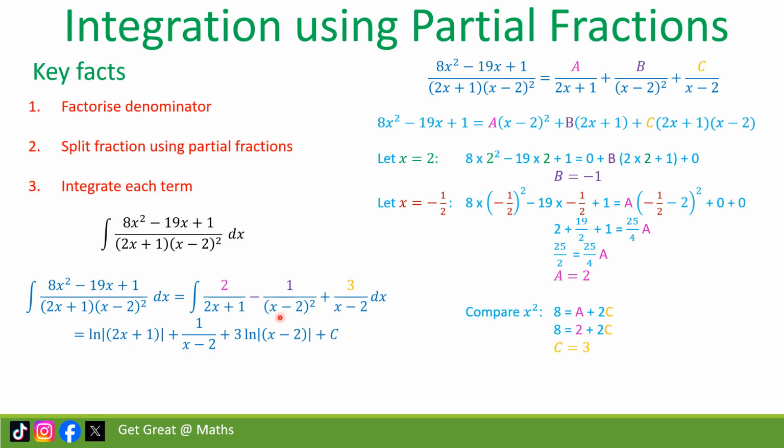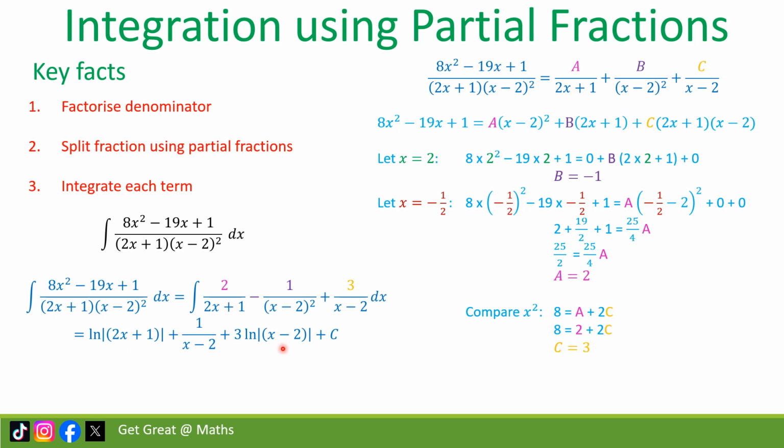This term here, if I wrote it as (x minus 2) to the minus 2, add 1 to the power gives me minus 1, divide by the new power gives me divided by minus 1, which is the same as plus 1 over x minus 2. The last one here, I'm going to integrate the 3's at the front, ln of the denominator, which is x minus 2. The differential of 1x is just 1, so divided by 1 doesn't affect the value, and then you add your plus c on the end.